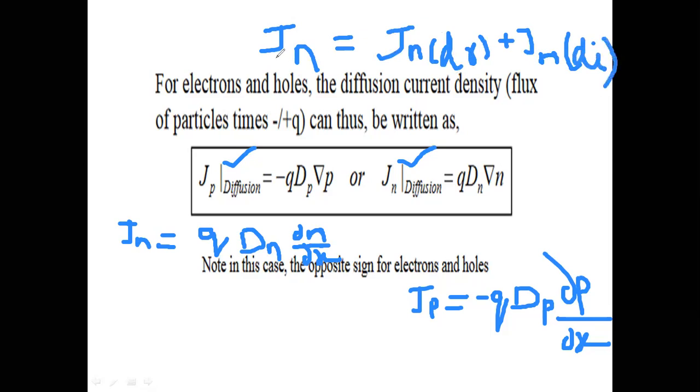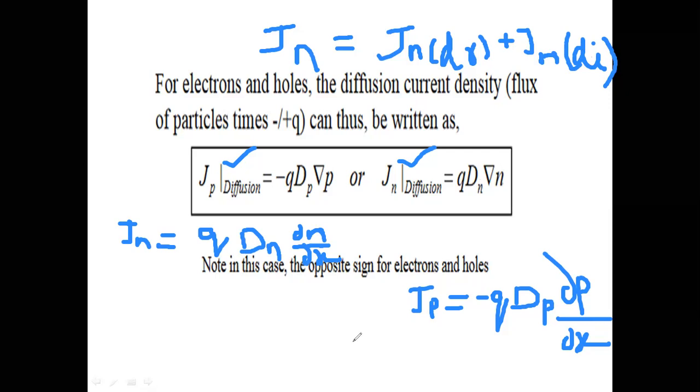So total current density Jn, the current density due to electrons, is equal to Jn drift plus Jn diffusion. Jn drift means Q into n into mu n into E. Likewise, Jn diffusion means Q into Dn into dou n by dou x.